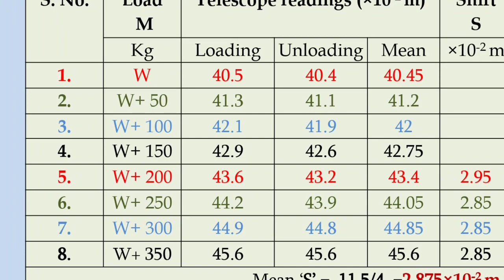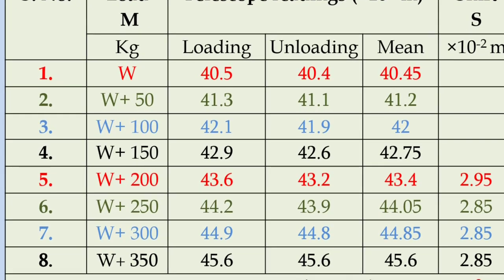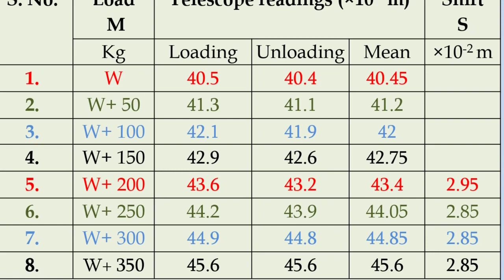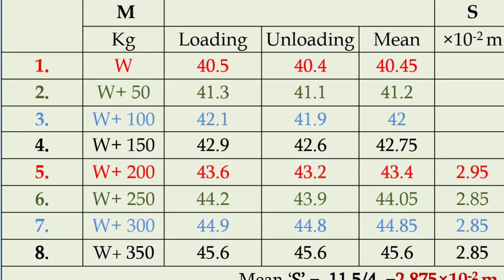See, the first reading which is highlighted in red color and the fifth reading, it is also highlighted in red color. So, the first reading is W and the fifth reading is W plus 200. So, finding the difference of these two scale readings will give the shift for 200 grams. So, 43.4 minus 40.45 gives us 2.95.